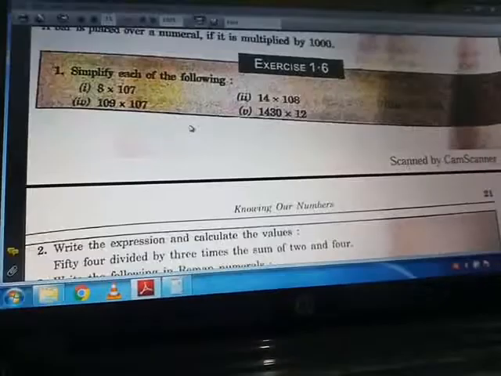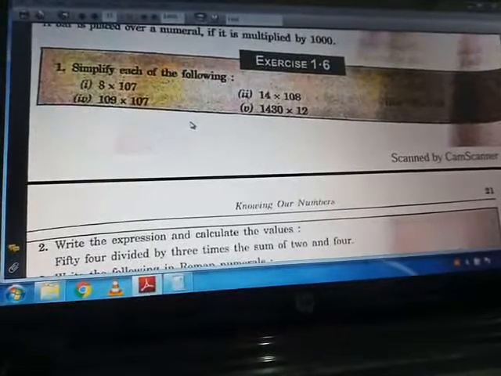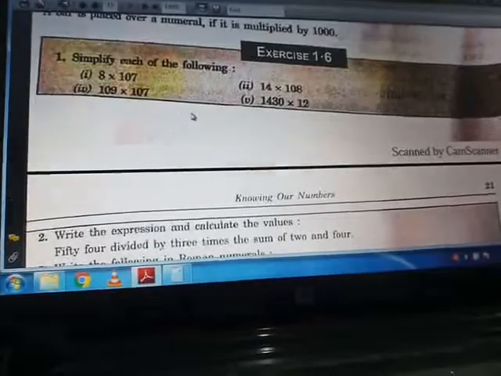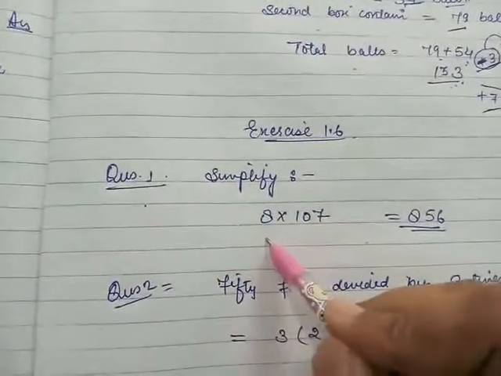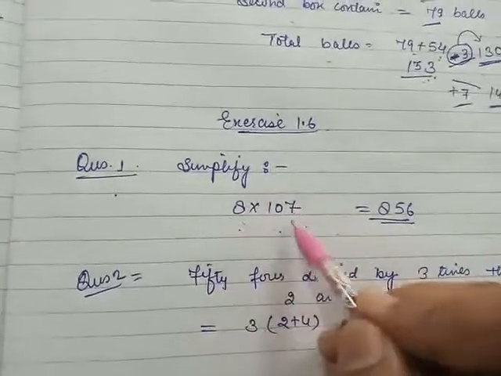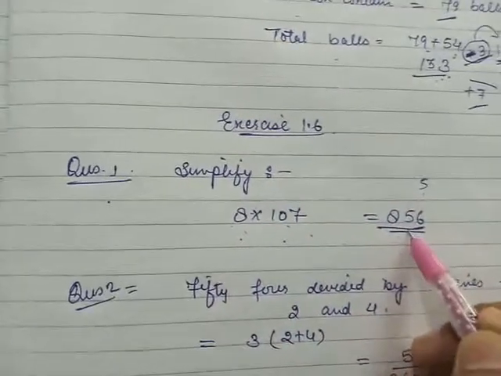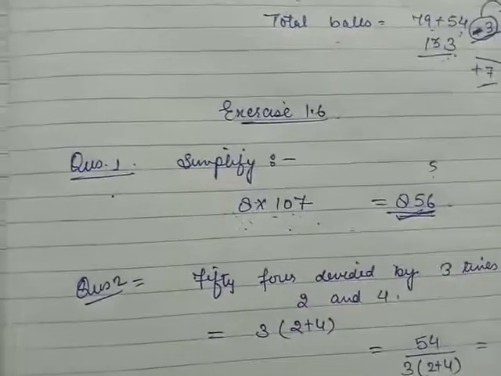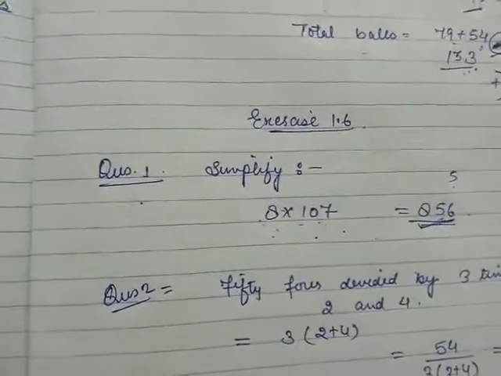So the first part of this first question is 8 multiply 107. So we will do this question. Here is your exercise 1.6, its first question was 8 multiply 107. What we will do, we will simply multiply this. 8 7s are 56, 6, 5 carry, 8 0s are 0, 5 is here, and 8 1s are 8, that will be 856. Like this, you have to do all the parts of question number 1. Then after we will move to question number 2.